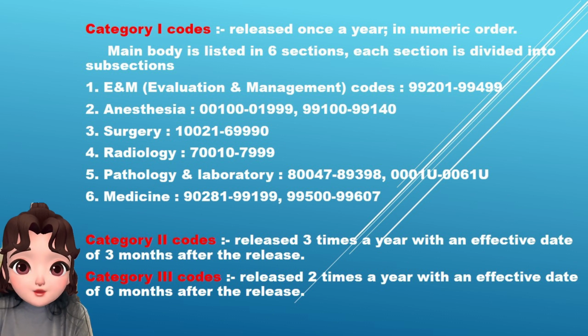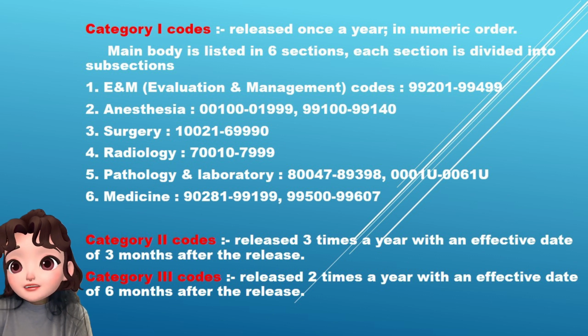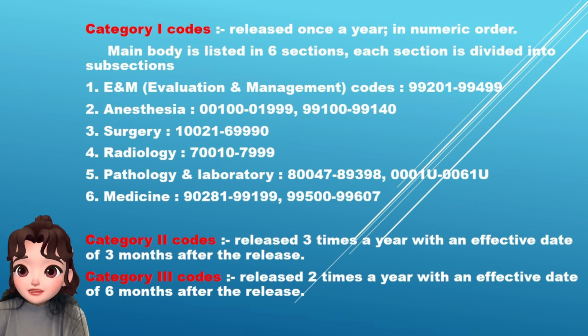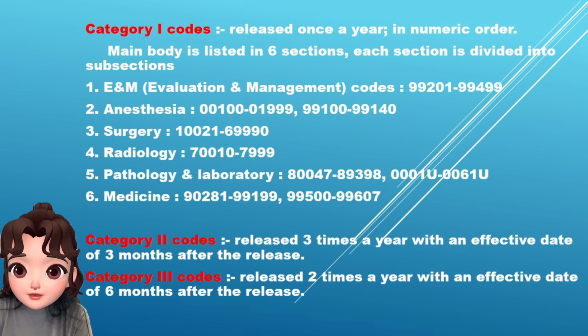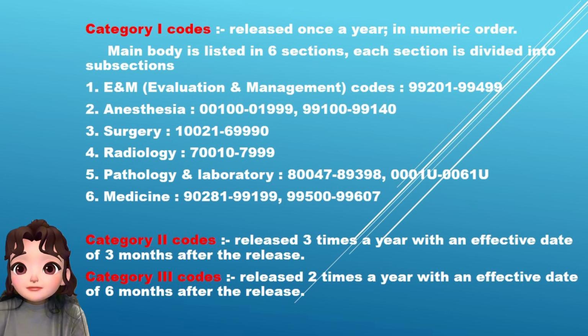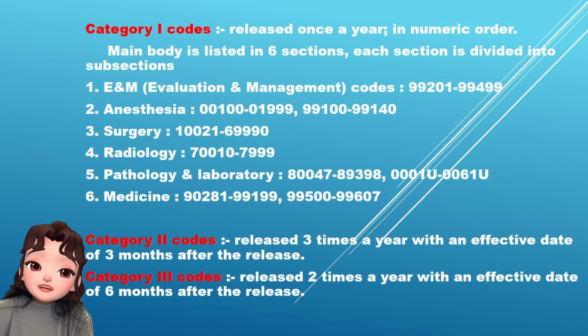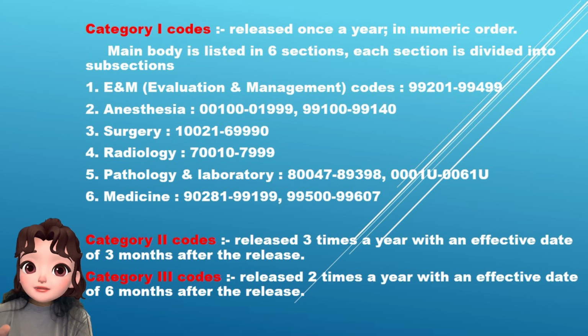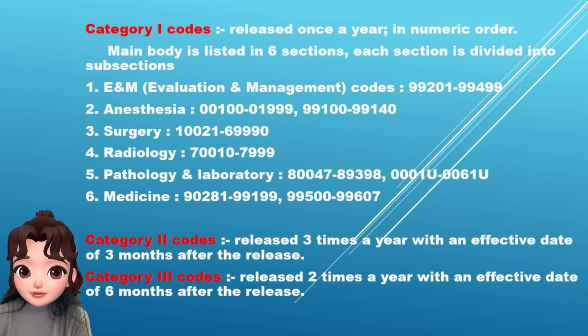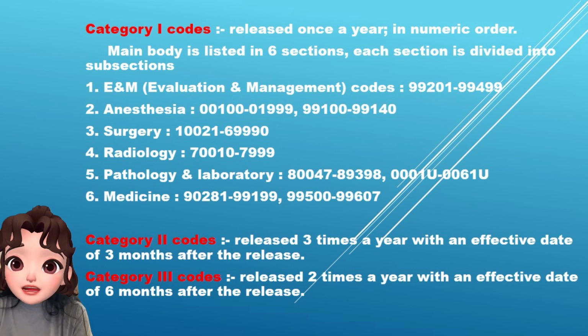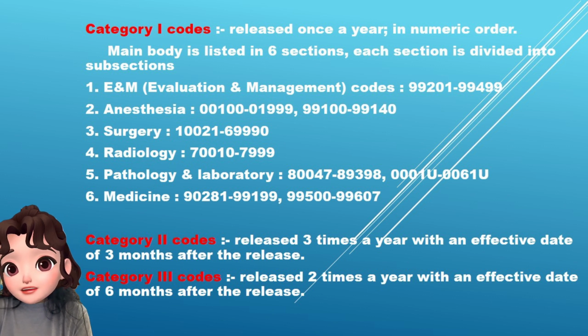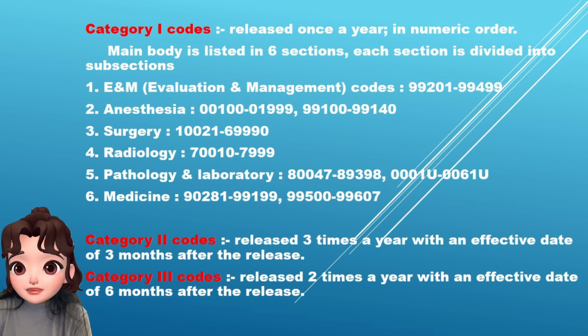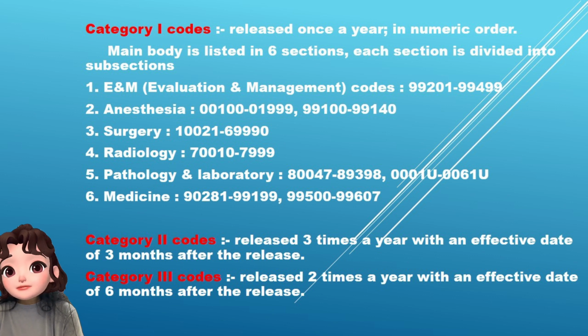Now Category 2 codes. Category 2 codes are released 3 times in a year, with an effective date of 3 months after the release. After the first release, the next release will be 3 months later. Like 3 times in a year, and the effective date will be 3 months from the release date. So these are the Category 2 codes, and Category 3 codes are released twice in a year with an effective date of 6 months after the release.